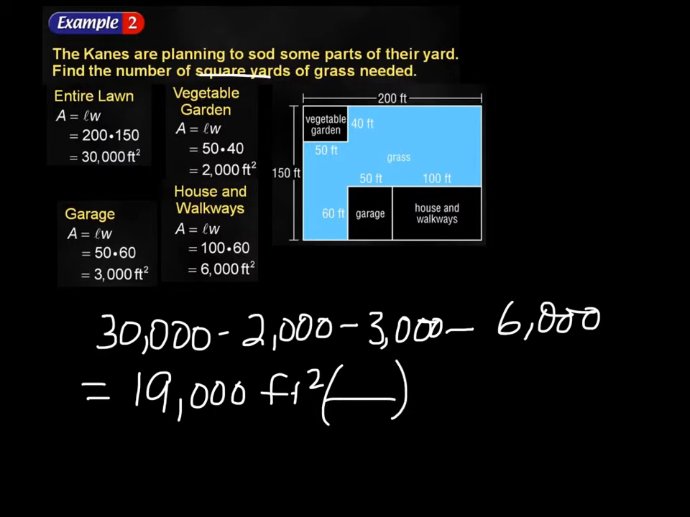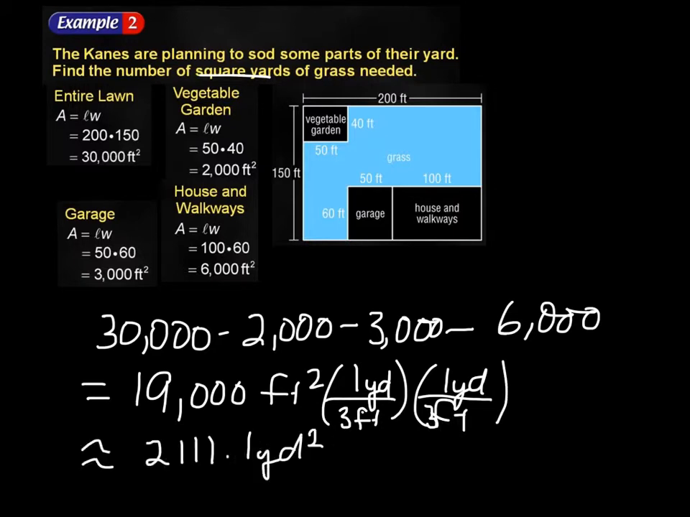So there are 3 feet in 1 yard. That got rid of one of them. I have to do it again to get rid of square feet and change it to square yards. And type it in the calculator. We get approximately 2,111.1 square yards. Now in the real world, we probably wouldn't round to the nearest tenth of a yard. We'd probably round up to the nearest 10 yards, square yards, or maybe 5, I don't know, but we wouldn't be that precise.